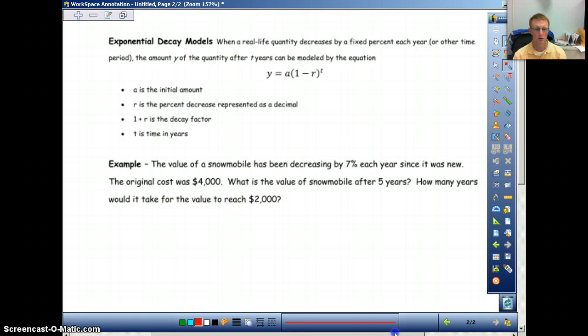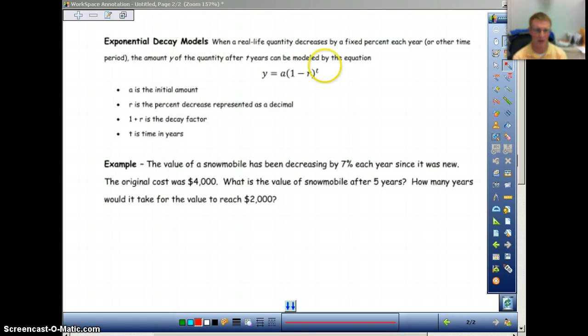So here we have an exponential decay model, same as yesterday. The only difference is this negative sign right here. That negative sign was a plus sign yesterday, so decay just means you're subtracting what your percent decrease is. Okay? And I'm sorry, I didn't change it from yesterday's notes. That should be 1 minus r. And so just make that change on your notes.